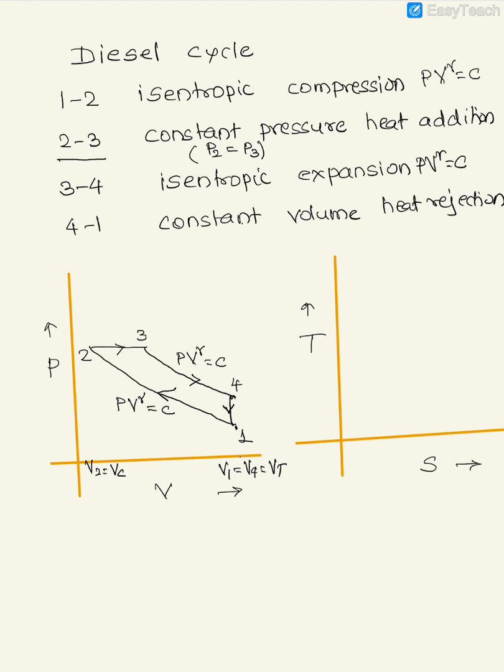Now, representing this on a temperature entropy diagram, we need to consider two lines. One is a constant pressure line and the other is a constant volume line.